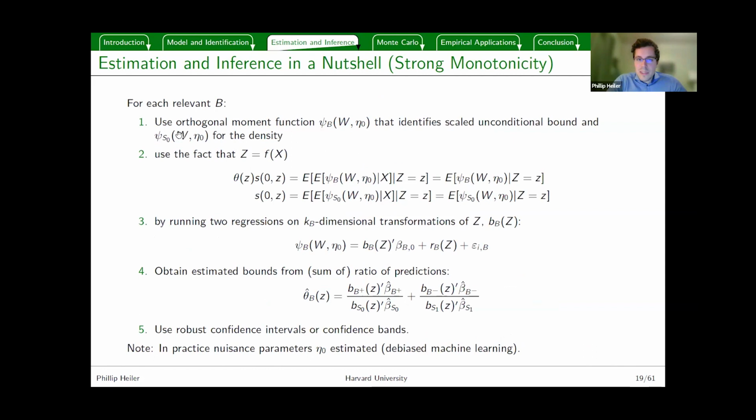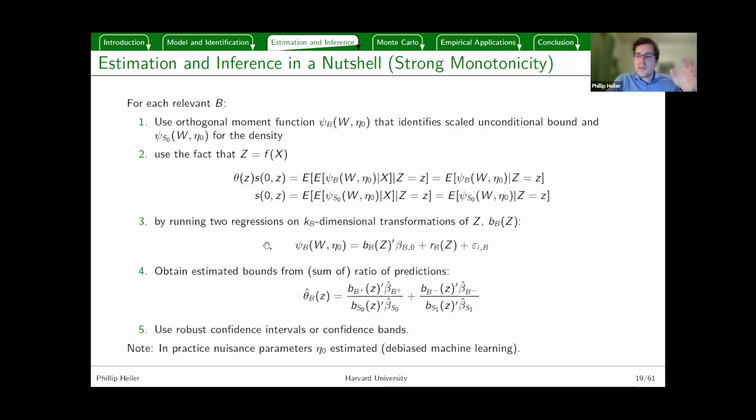So step by step, how does that work? Well, first we construct these moment functions that identify again these kind of scaled conditional bounds and is an unbiased signal for the density itself. And then we just use the fact that z is a function of x, so it has no more information than x to do this non-parametric projection. And these non-parametric projections are essentially flexible regression models where we take the moment functions as dependent variables.